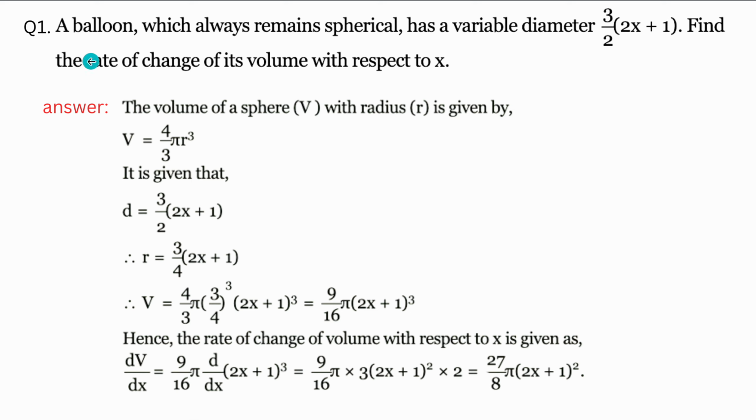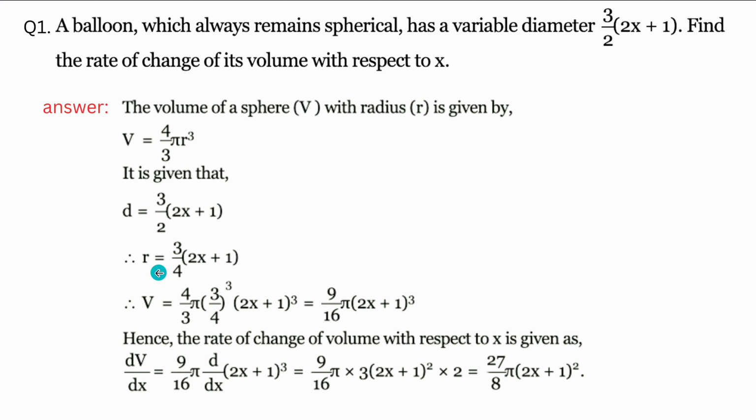Question 1 says a balloon which always remains spherical has a variable diameter of 3 by 2, 2x plus 1. Find the rate of change of its volume with respect to x. So let's assume V as the volume of the sphere, the balloon, and r as the radius. We know that the volume of a sphere is 4 by 3 pi r cube. Now it is given to us the diameter, that is d, is 3 by 2, 2x plus 1, and is of course changing with respect to x.